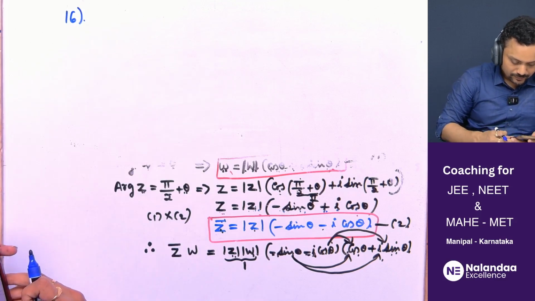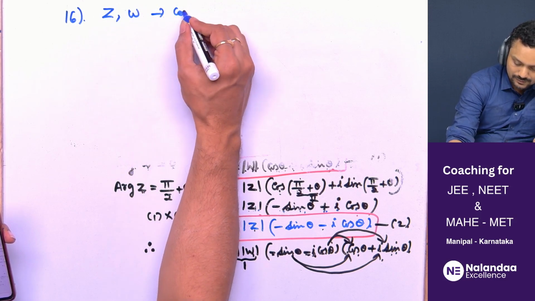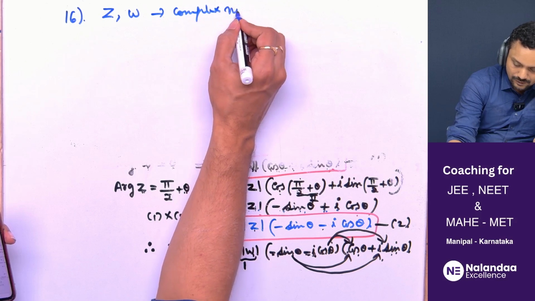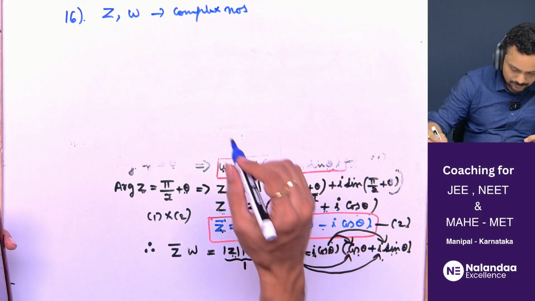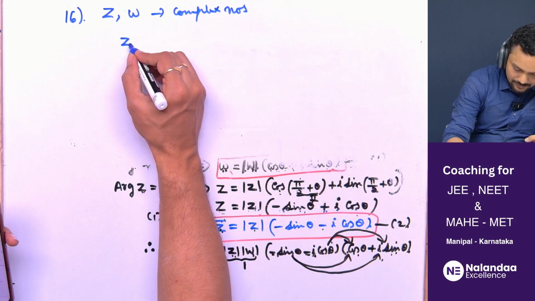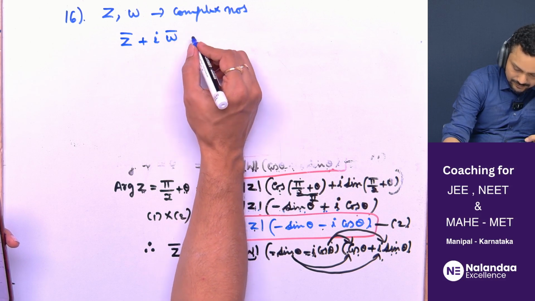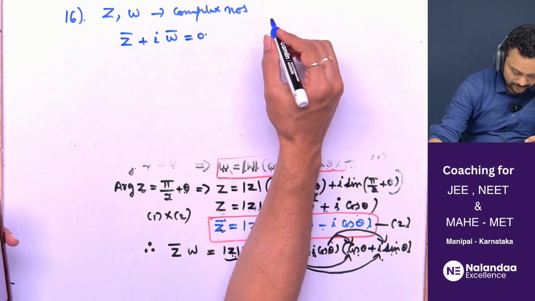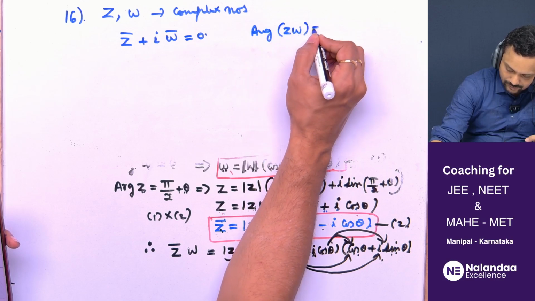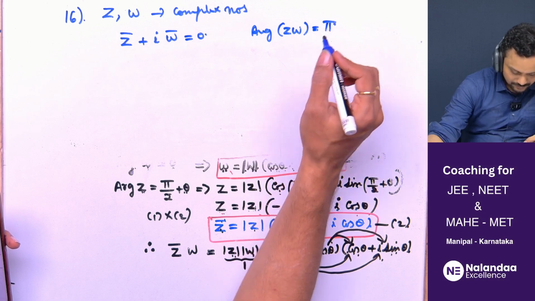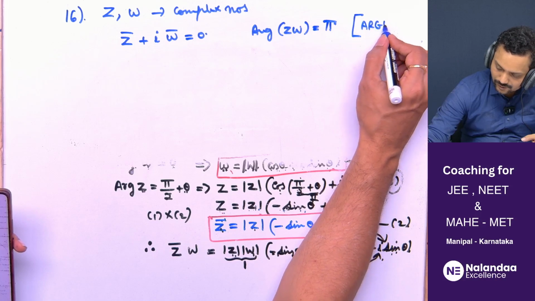Let z, omega be complex numbers. So z and omega are complex numbers. Now this is very much connected to the last question. Let z, omega be complex numbers such that z bar plus i into omega bar is equal to 0, and they have given argument of z into omega equal to pi. The question is, what is argument of omega?